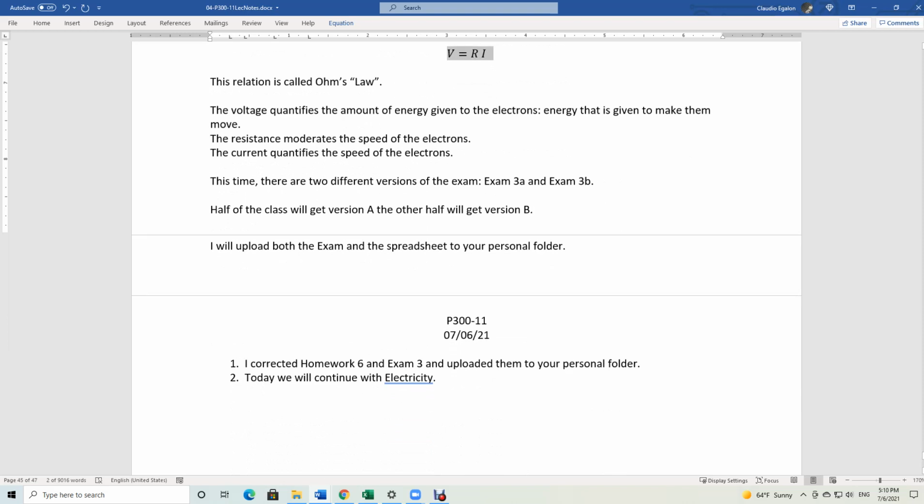Okay, let's work on Ohm's law. Let me give you an idea of what we're going to do. Today we continue electricity. We will elaborate Ohm's law. We'll look at electric circuits, the types of electric circuit.